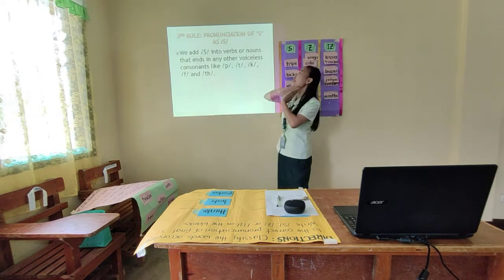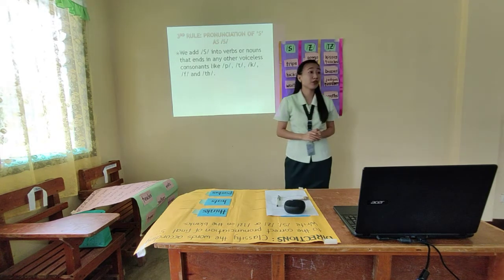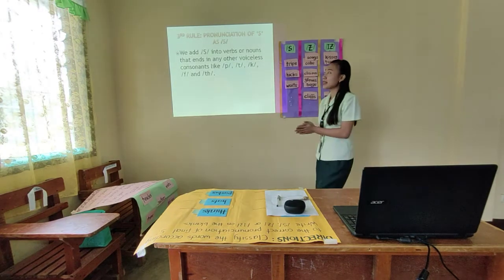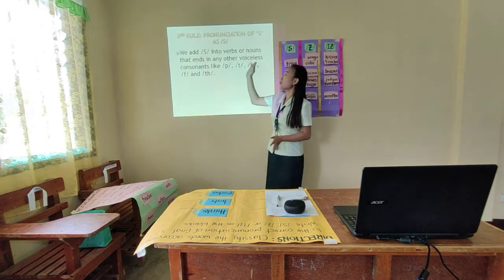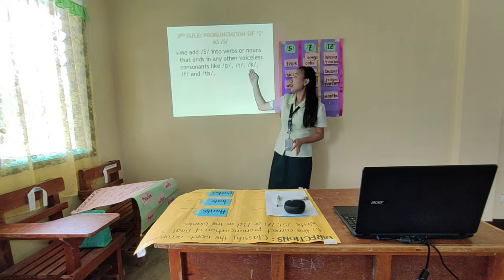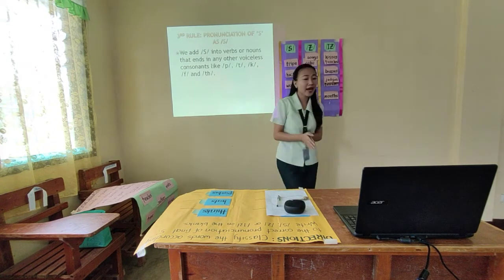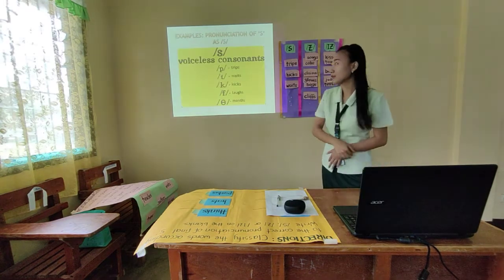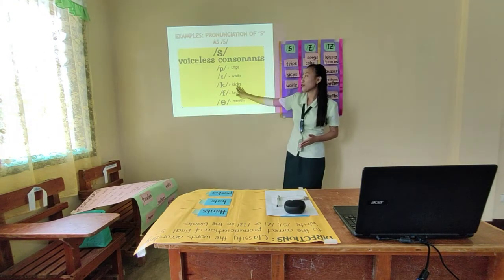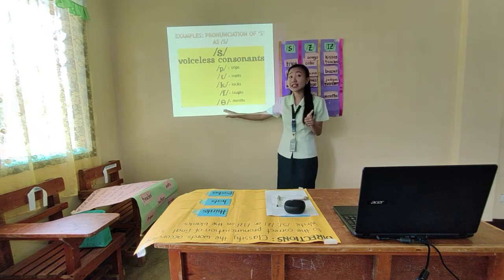Exactly. Okay, so voiceless consonants, these are the words that if we pronounce, there are no vibrations on our throat. Okay, so it says here, any other voiceless consonants like p, t, k, and so on. Okay, so we have examples here. So for your information class, the equivalent allomorph is like this. Is it clear? Very good.